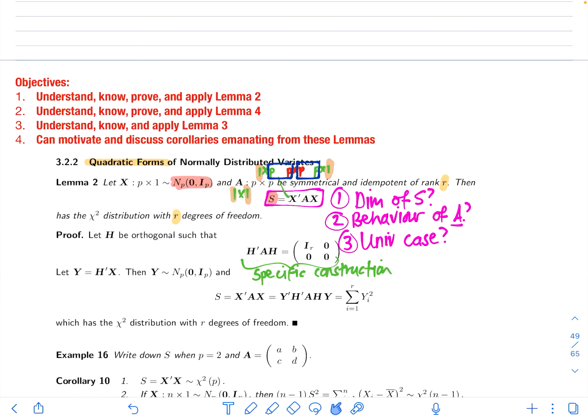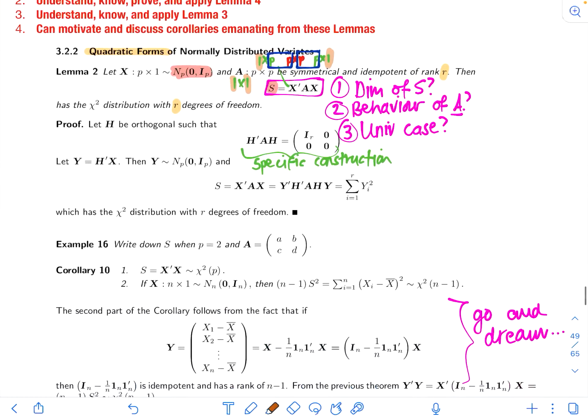We have to remind ourselves about the behavior of A. It's symmetric and idempotent. You can make a note here already that when A is specifically the identity matrix, which is of full rank, we then have our full chi-square distribution with p degrees of freedom. More on that in a minute or 3. So now, lemma 2 defines our quadratic form S, X transpose AX.